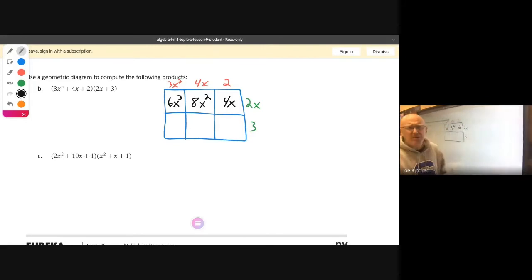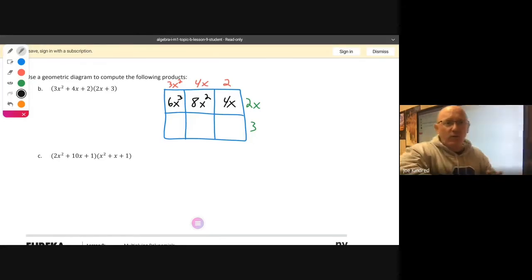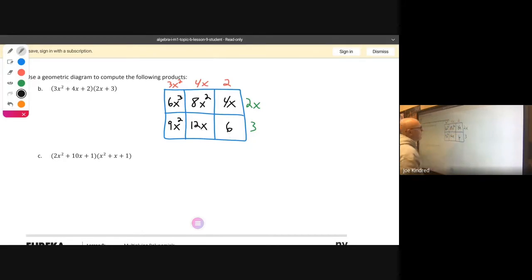Now notice what's happening to the variables. I'm actually adding the exponents 2 and 1 to get 3x cubed. And then to get 8x squared, it's 1 plus 1 to get x squared. So pay particularly close attention to that. And then down here below, 3 times 3x squared is 9x squared. 3 times 4x is 12x. And of course, 3 times 2 is 6.